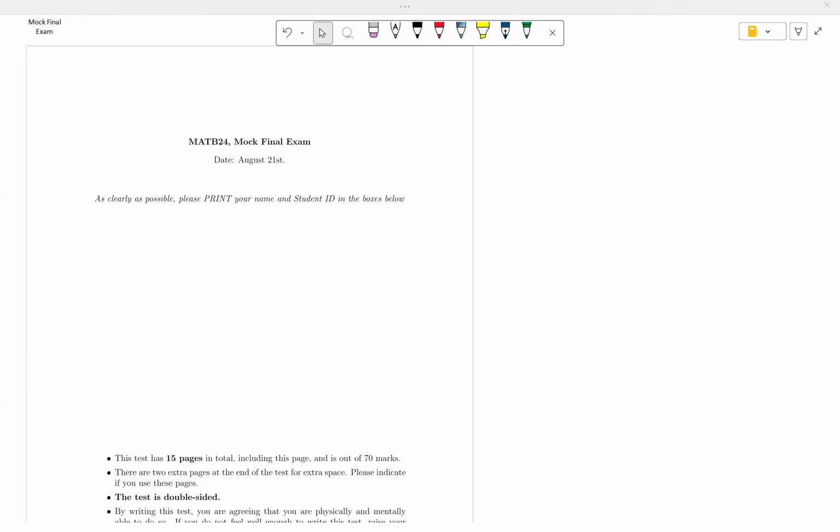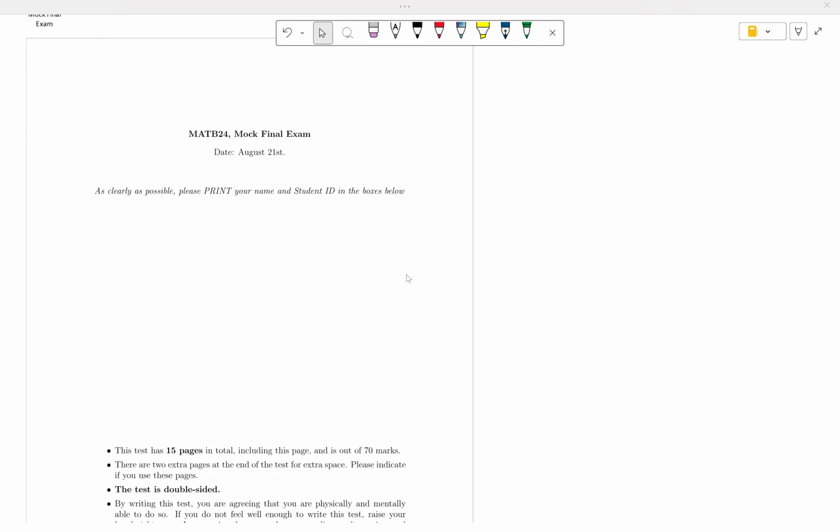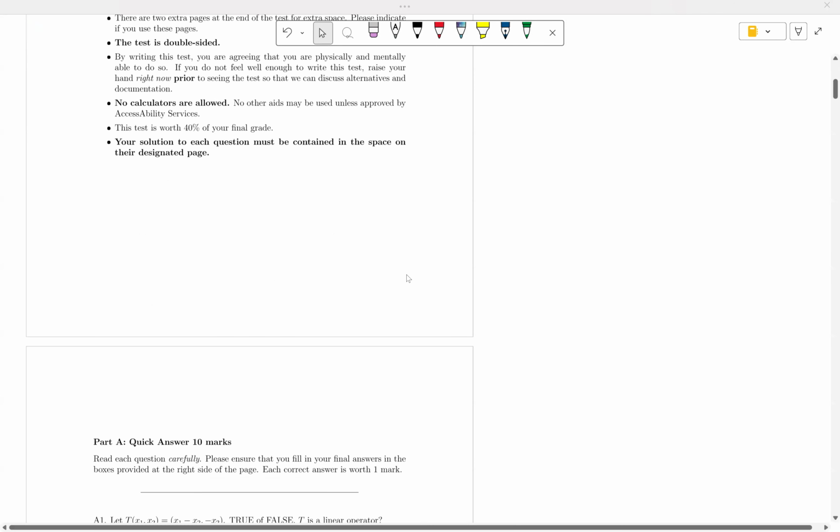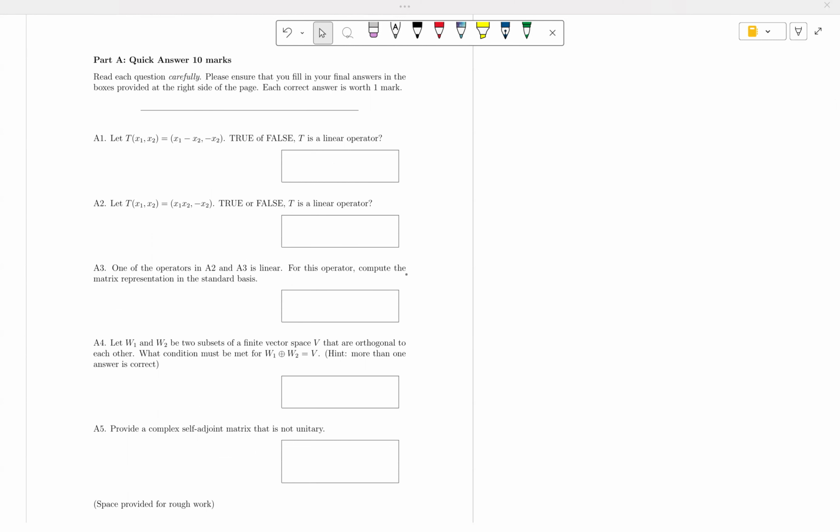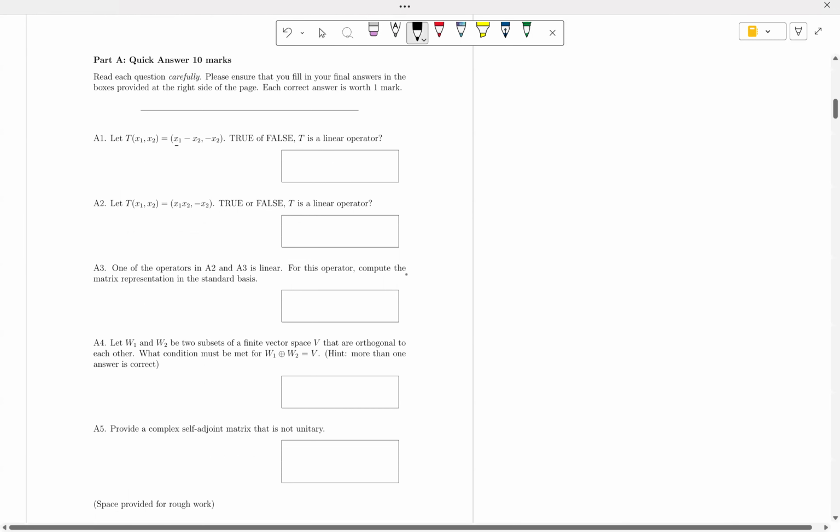In this video, we're going to go over part A from the mock exam for the final for Linear Algebra 2, MATB24. The first two questions are asking us whether or not it's a linear transformation. So here, this is more about recognizing what expressions are linear and which ones are not. With linear, what we'll have is a linear combination of each variable in each spot.